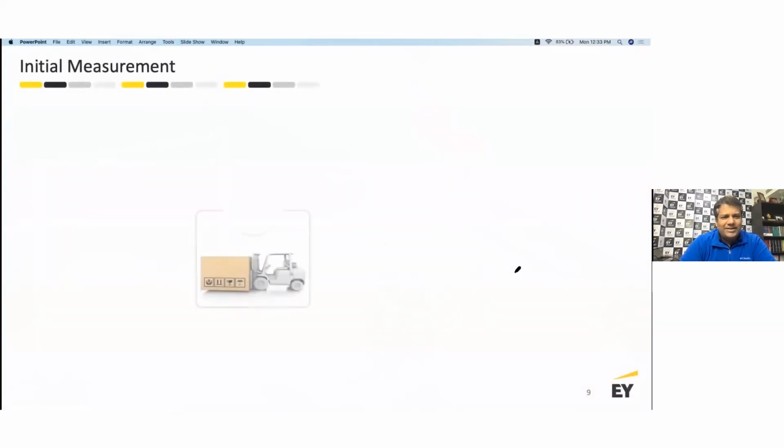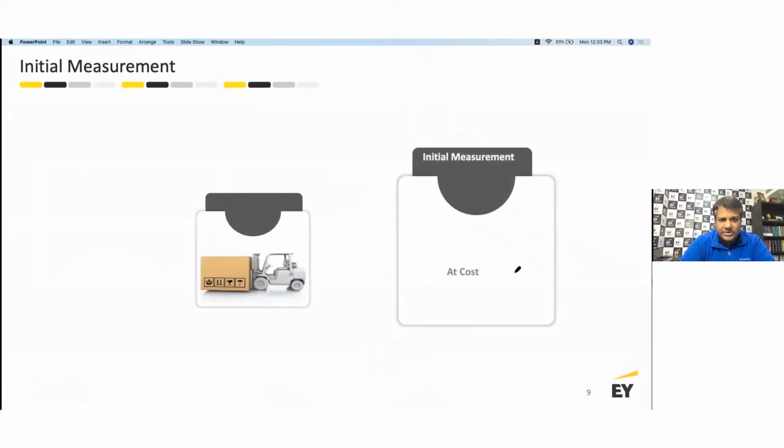Inventories are measured at cost. Initial measurement of inventory is always at cost. Now, what all goes into cost? That's an important understanding, and we will talk about that. What is the meaning of this cost? Let's try and understand that. So, what all goes inside the cost?